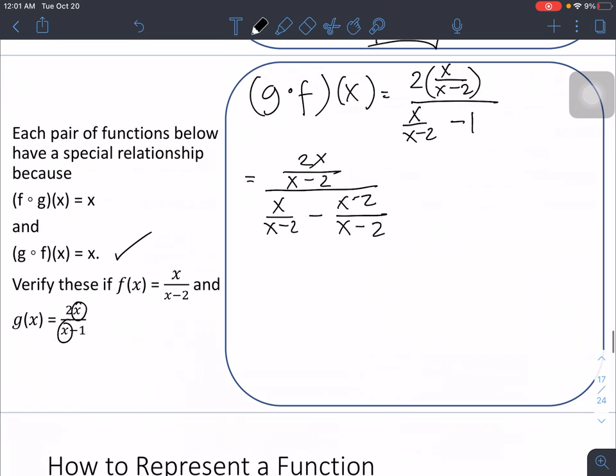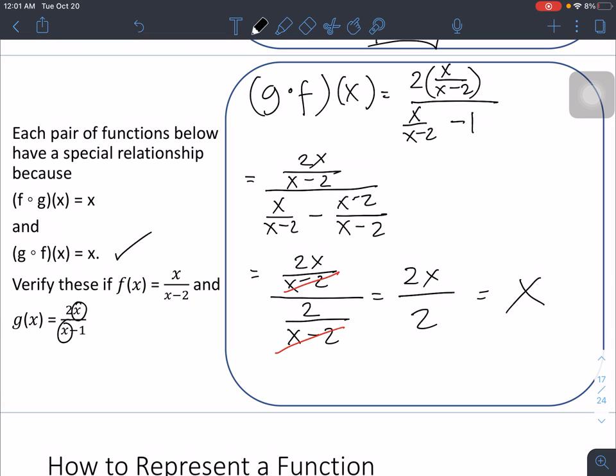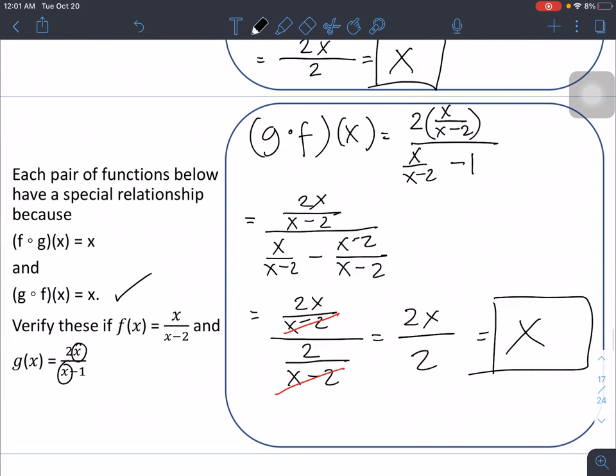So we'll try to proceed to subtraction of this denominator. So this will be 2x over x minus 2 all over x minus x will be 0, minus negative 2 will be positive 2, all over x minus 2. Cancel out similar denominator. So we will be having 2x over 2 which is equal to x. Now we also proved that g composed of f is equal to x. Okay, so that's all for today. Thank you.